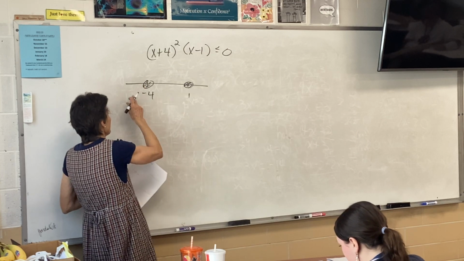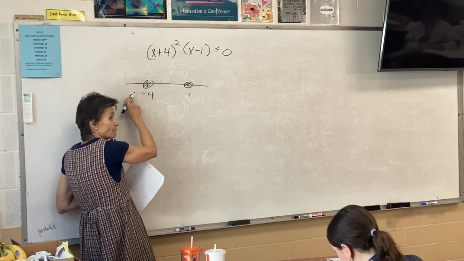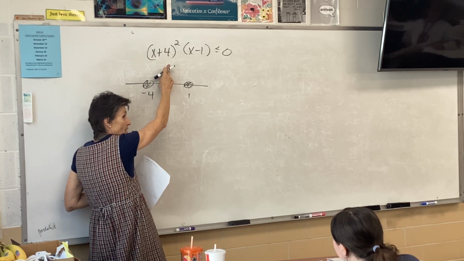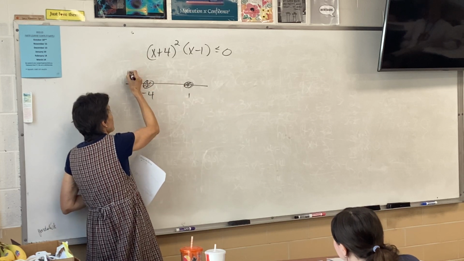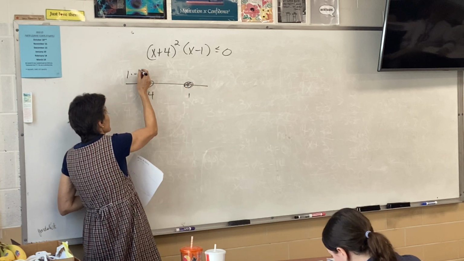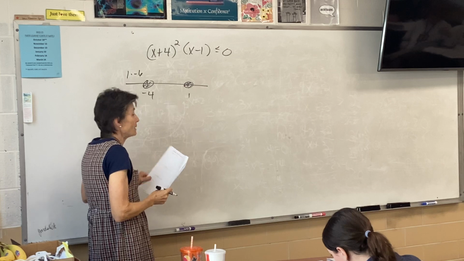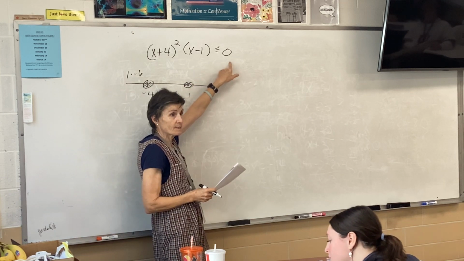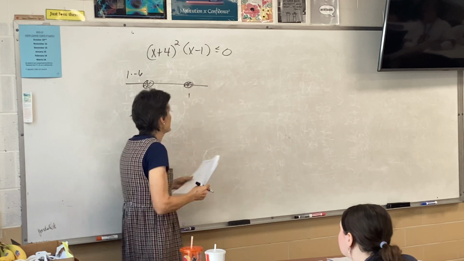Okay, so let's pick a number out here. Let's try -5. -5 plus 4 is -1, squared is 1. And -5 minus 1 is -6. Is 1 times -6 less than 0? Yes, so that is shaded.